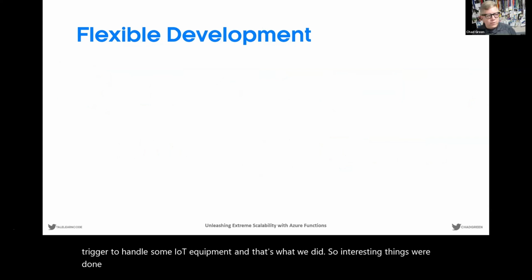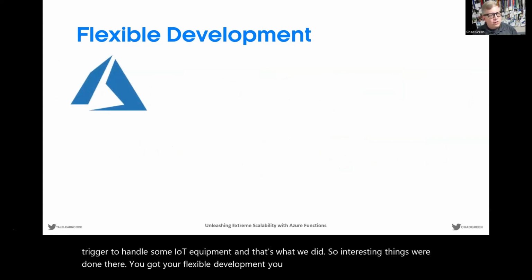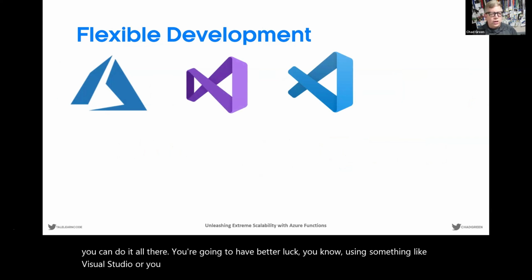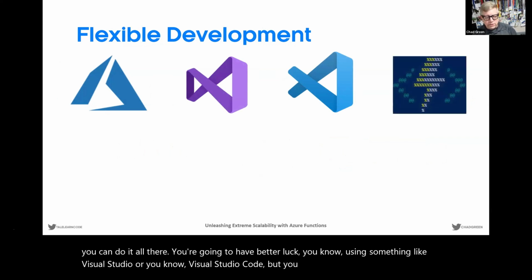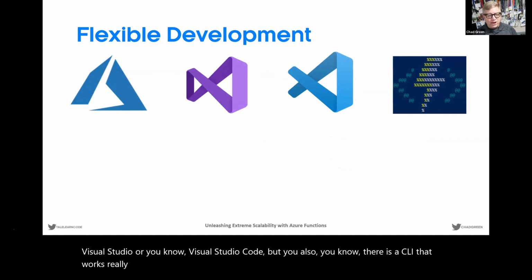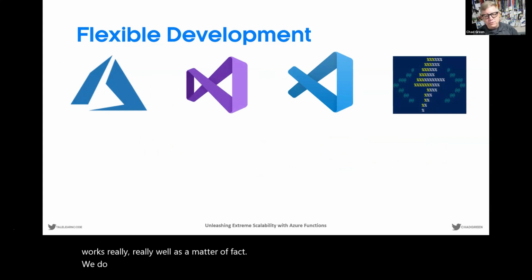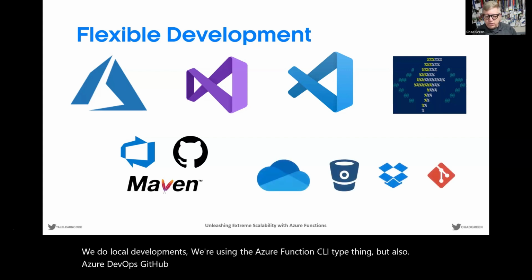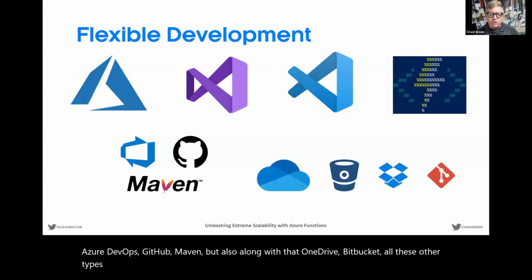You've got your flexible development. You can write stuff in the portal. You can do it all there. You're going to have better luck using something like Visual Studio or Visual Studio Code. But there's also the CLI that works really, really well. As a matter of fact, when we do local development, we're using the Azure Functions CLI. But also Azure DevOps, GitHub, Maven, and along with that, OneDrive, Bitbucket, and all these other types of repositories. They made it very easy to connect to all these things.